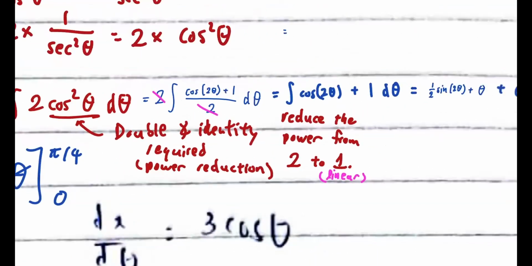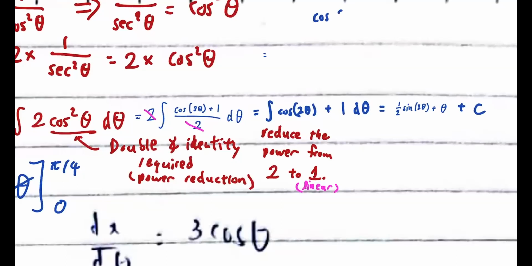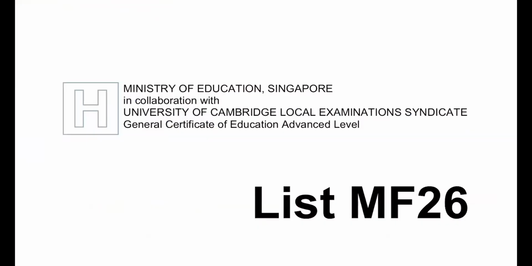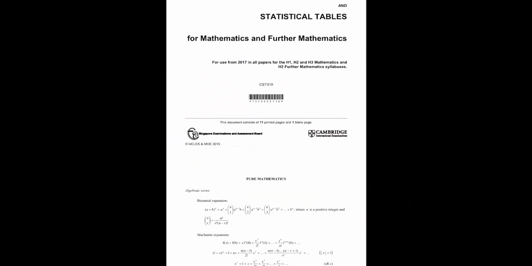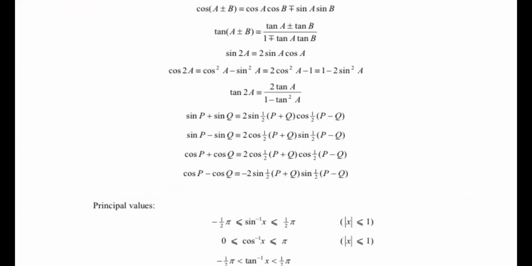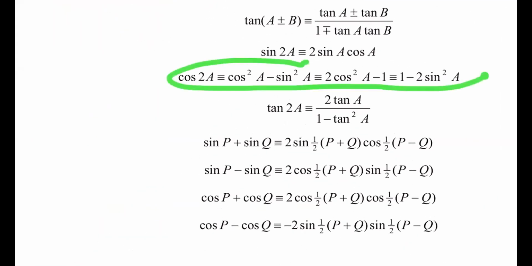How to derive it? How I remember it is like this. You look at the formula list, cosine 2a is cos square a minus sine square a. Actually, hold on. Let me just double check first. Is it actually available in the formula list? Let's see. It is. Over here. Right?